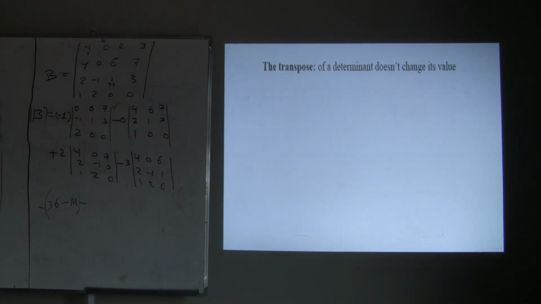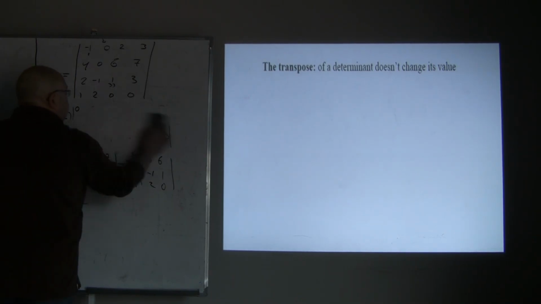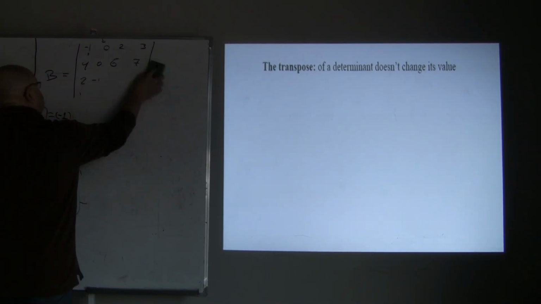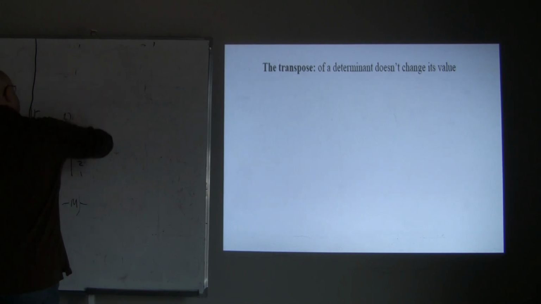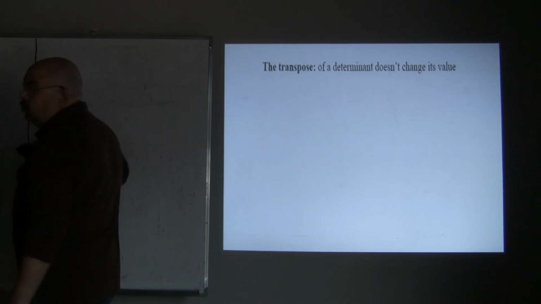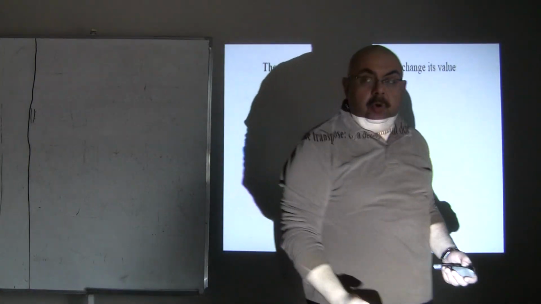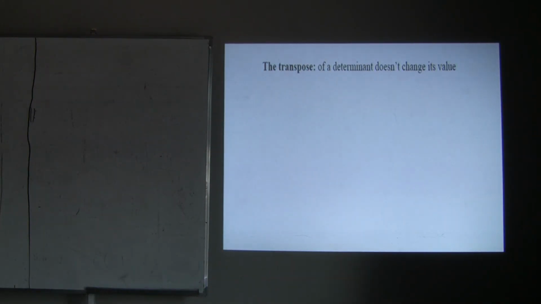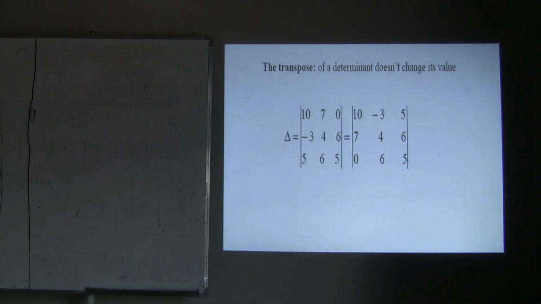What's the transpose? Replacing rows with columns or columns with rows. It was found that the transpose of a matrix is not going to affect the result of the determinant. So if you have a matrix and you need to evaluate its determinant, if you take its transpose, the value of the determinant is not going to change.